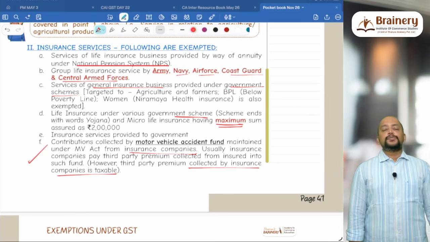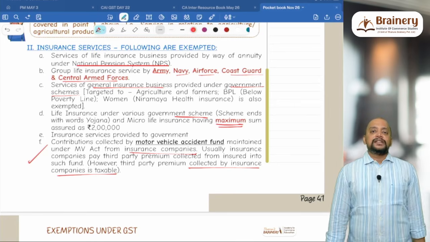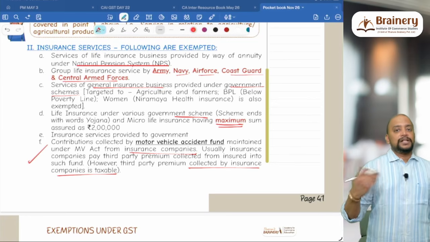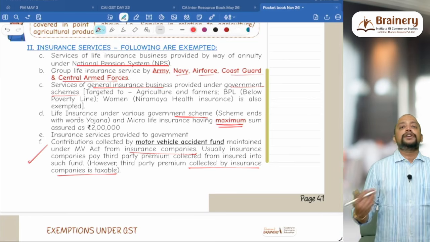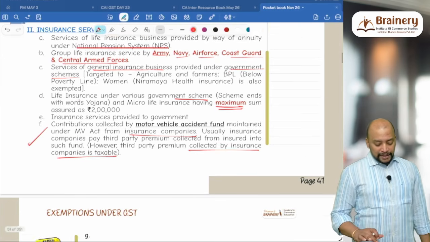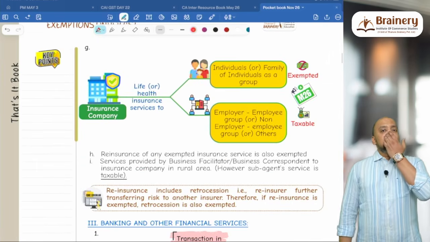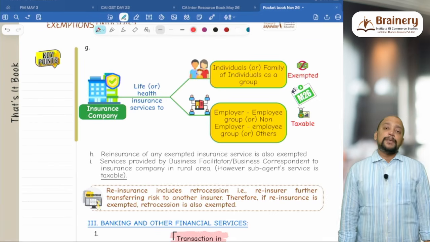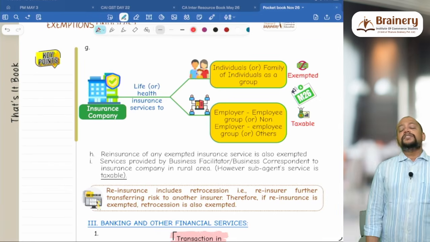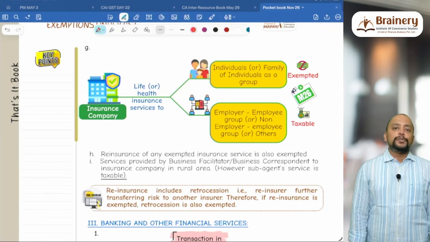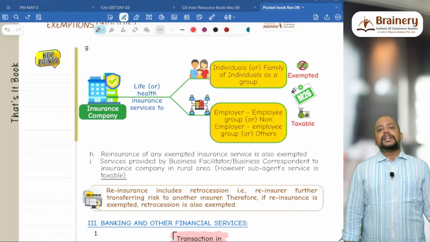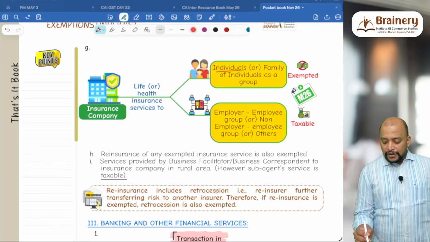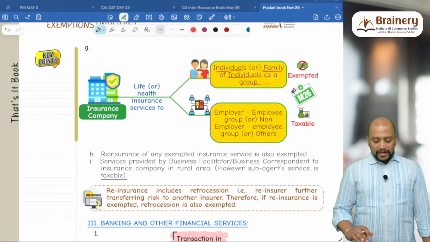Then insurance services provided to government. So whenever services, it can be life insurance service or general insurance services provided to government for which premium is paid by the government is exempted. So that is this here, provided to government means the premium should be paid by the government. Then next one, we have insurance services, that is life insurance or health insurance services to individuals or family of the individuals will be exempted. But what if it is provided to employer-employee group or non-employer-employee group and all? So that is like commercial or business, then it will be taxable. So only in case of individuals or family of individuals as a group, then it will be exempted.